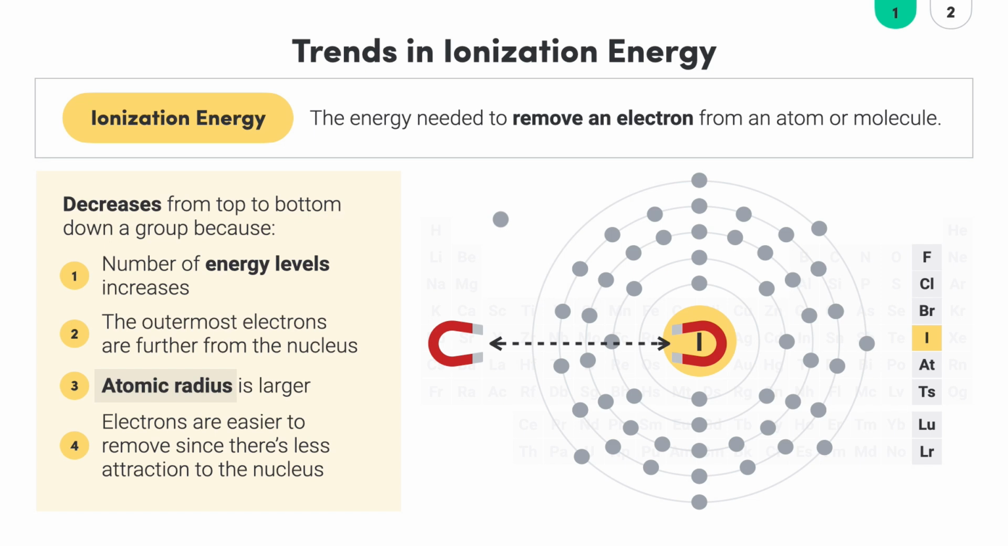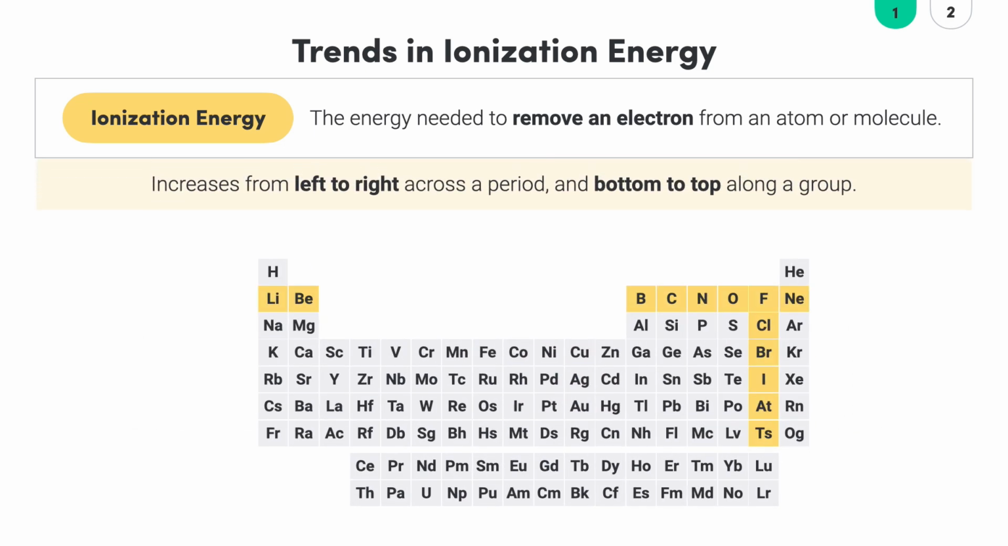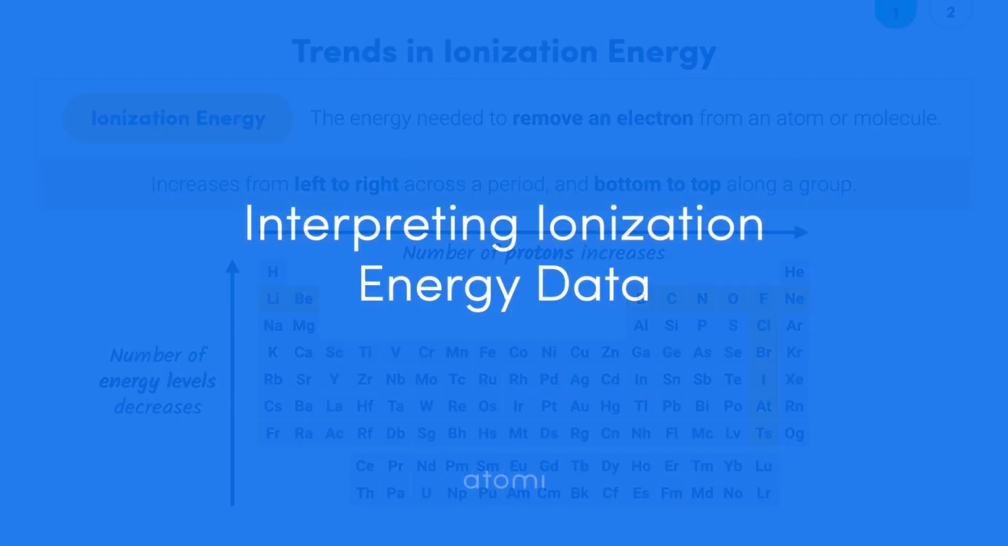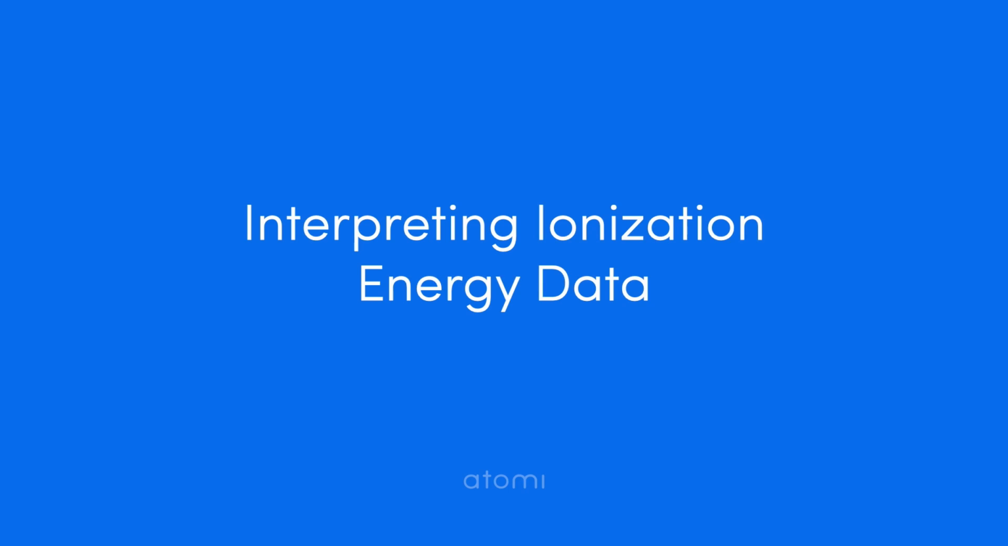So that's our trend in ionization energy as we see it on the periodic table, increasing left to right and bottom to top. You can remember it as moving clockwise around the periodic table. Now let's have a go at interpreting the ionization energy data from this graph.